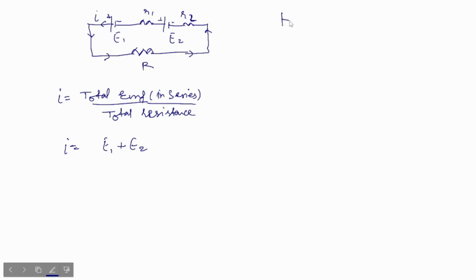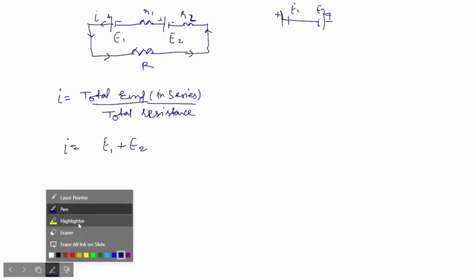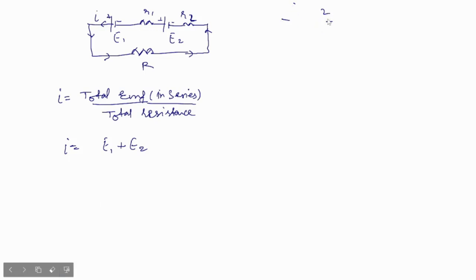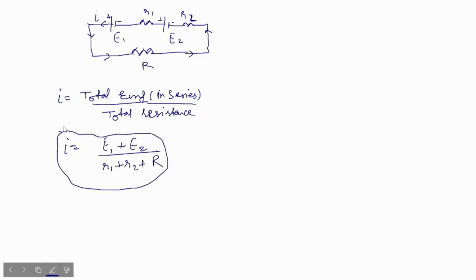If the combination was something like this, with opposite polarity, then the net EMF will be the difference of the two, E1 minus E2 or E2 minus E1. Your net EMF is E1 plus E2, and your net resistance, the total resistance, is R1 in series with R2 and in series with capital R. That means R1 plus R2 plus R will give the net current through this circuit.